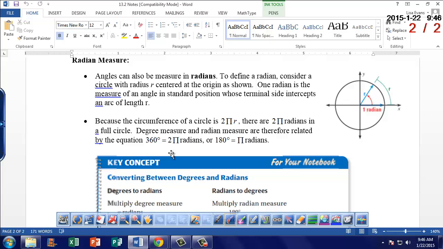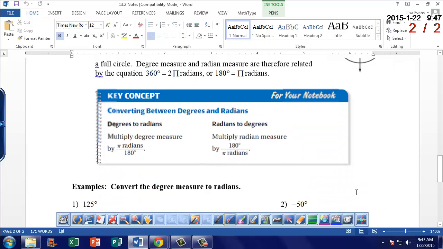Degree measure and radian measure are therefore related by this equation: 360 degrees equals 2 pi radians. We don't usually use the 360 degrees because if I divide both sides by 2, we get the second equation: 180 degrees is equal to pi radians. This is what you need to know.